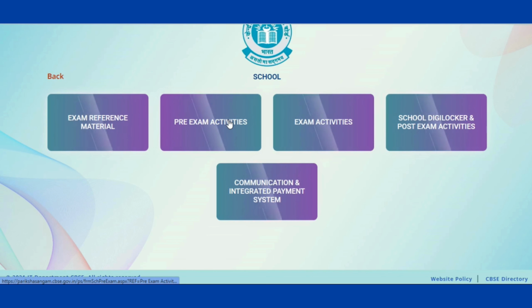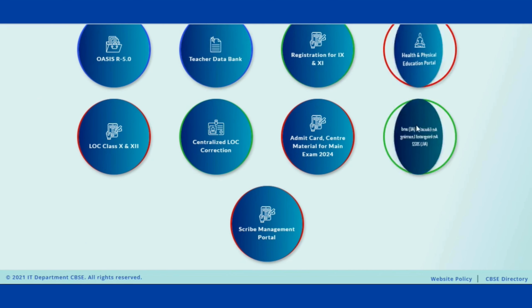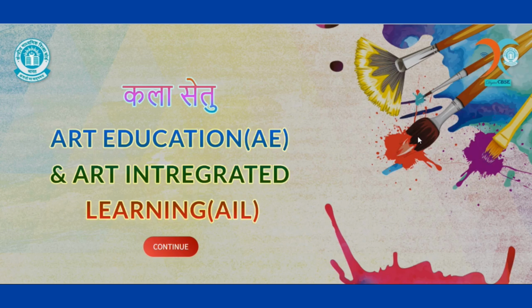Step 2. Access the KalaSetu section. On the school menu page, you will see 5 tabs. Select the Pre-Exam Activities tab. Inside this tab, locate and click on the KalaSetu menu. This will take you to the Art Education and Art Integrated Learning page, where you will need to click the Continue button.